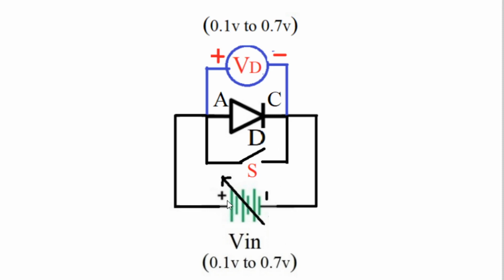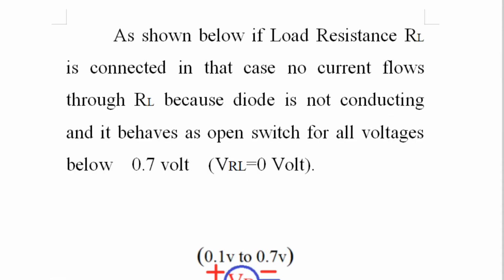And now look here, if the diode is behaving as an open switch, non-conducting device, if you apply 0.1 volt, the voltmeter will measure, that is voltage across diode, VD will be 0.1. If it is 0.2 on the variable battery, it will measure 0.2. So in this way, whatever input voltage we apply from 0.1 to 0.7, the same voltage will be measured by the voltmeter across diode, that is VD, 0.1 to 0.7 volt. Therefore, it is given here in the bracket 0.1 to 0.7 volt. So the concept is very simple.